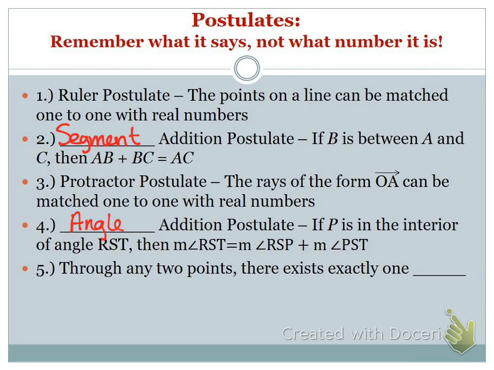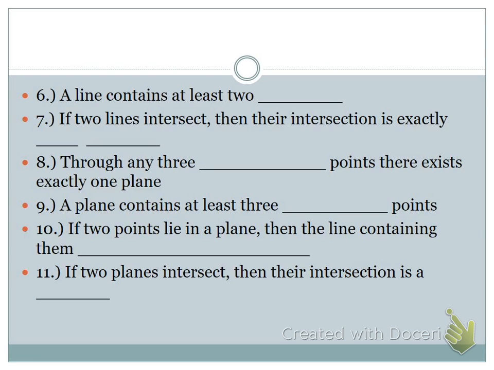Number 5, through any 2 points exists exactly one. Anybody know it? Through any 2 points, we can put exactly one line. One line. Related to number 5 is number 6. A line contains at least 2 points. Gotta have 2 points for a line.